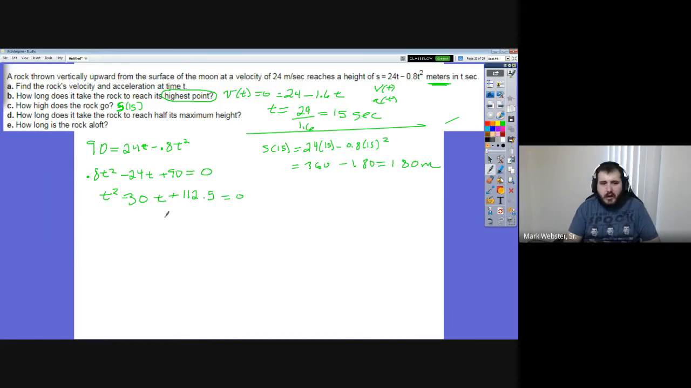So here, use the quadratic formula. Negative b plus or minus the square root of b squared minus 4ac. Well, 112.5 times 4 is 450, all over 2a, 2 times a. And then you're just going to solve this. There are going to be two answers. Let's see. So we got 30 plus or minus the square root of 450.